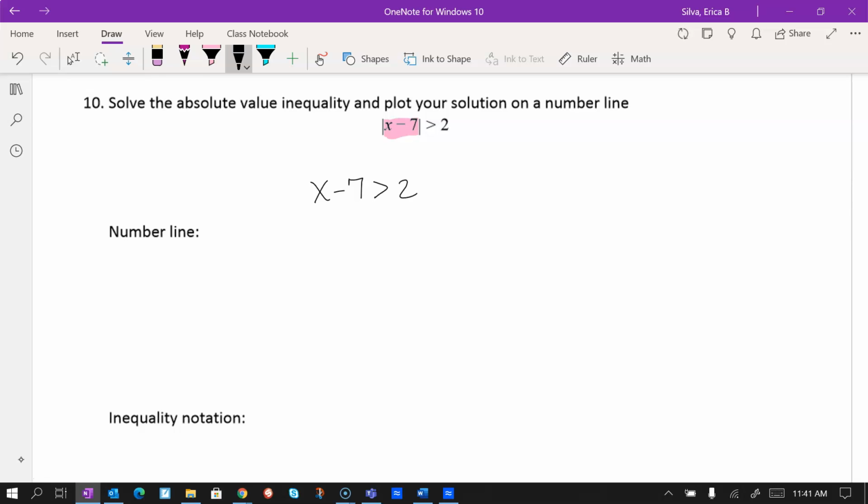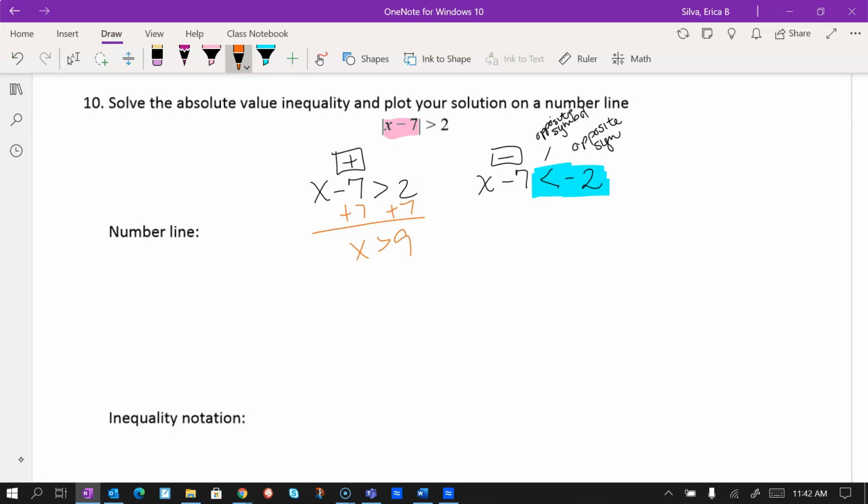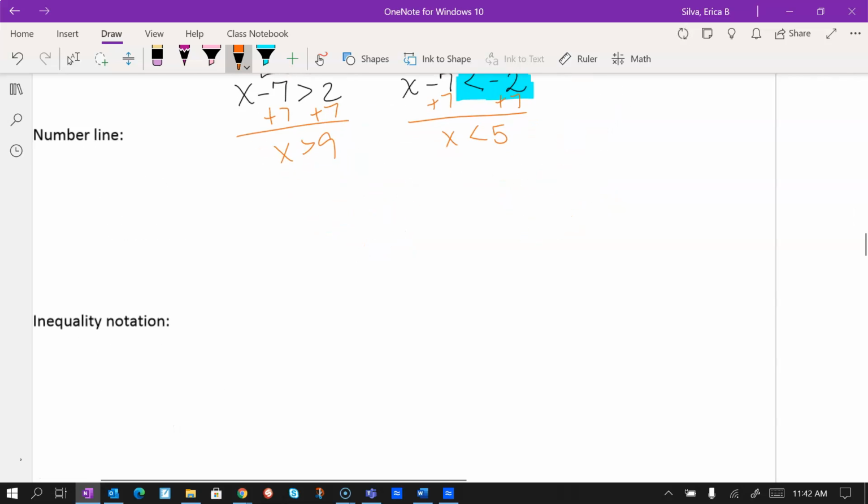where it's exactly the way the original one is, and this is my positive. Then my negative one is where everything changes as far as the inequality sign. So now it's facing the other direction, and now we have a negative value. So it's the opposite sign and opposite symbol. And then we just solve for x. So we have plus 7, x is greater than 9. And on this side we have x is less than positive 5.